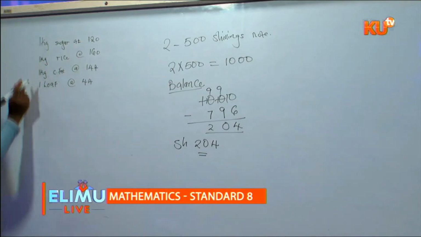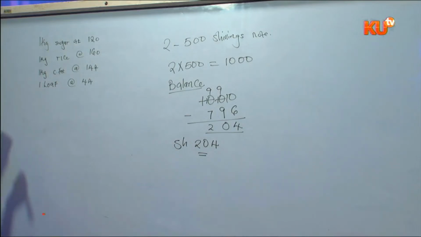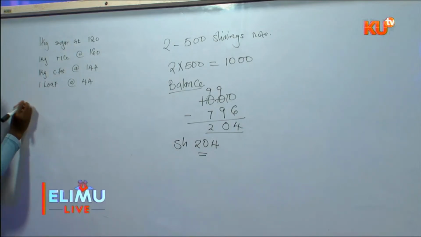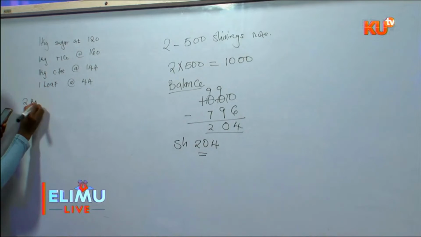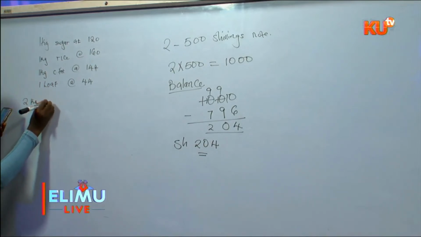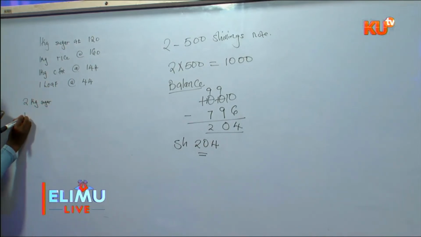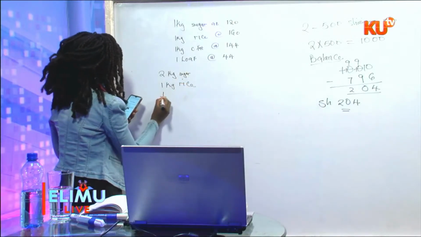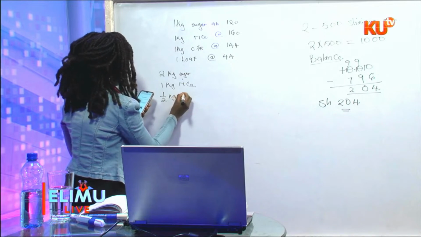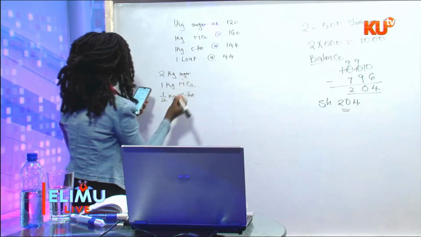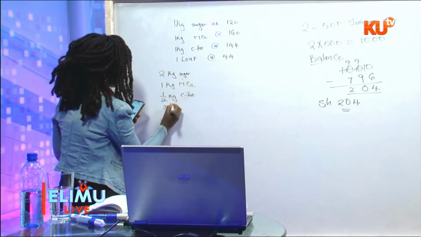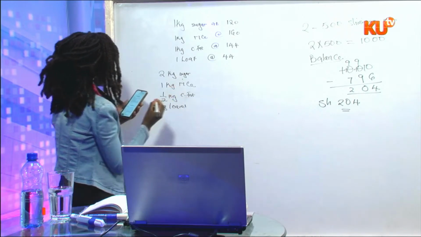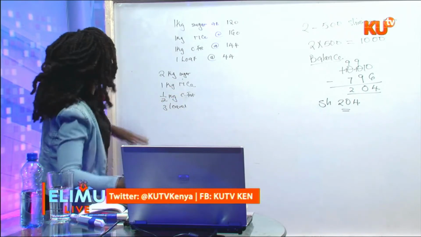So these were the prices in the shop, and then we are told that this person Subira bought 2 kg of sugar, and then bought a kg of rice. She bought a half kg of cooking fat and also 3 loaves of bread. So we are preparing her bill.